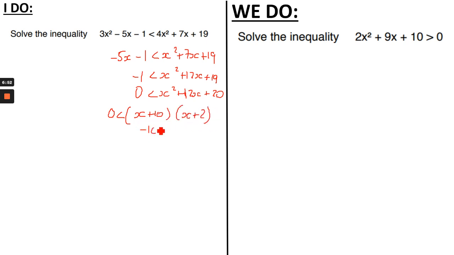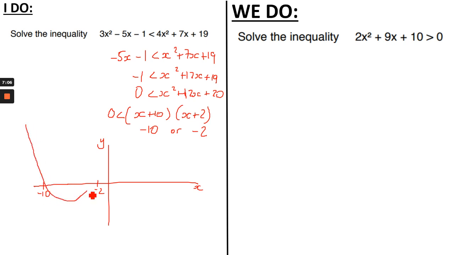So the roots of my equation are negative 10 or negative 2. So if I draw out my graph, it's going to cross at negative 2 or at negative 10. Now, this time we want the bit bigger than 0, so we want the bit of the graph that is above. So we want this bit of the graph, and we also want this bit of the graph. We're not interested in the bit below, in this bit. That's the bit that's less than 0.